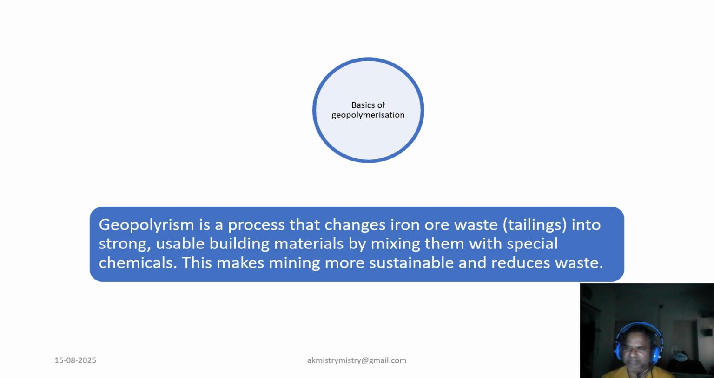Geopolymerization is a chemical process that transforms iron ore tailing into strong, usable building material. It involves mixing this tailing with alkaline activators such as sodium hydroxide and sodium silicate. The reaction forms a solid binder with high strength and durability. This method reduces mining waste and promotes sustainable construction.